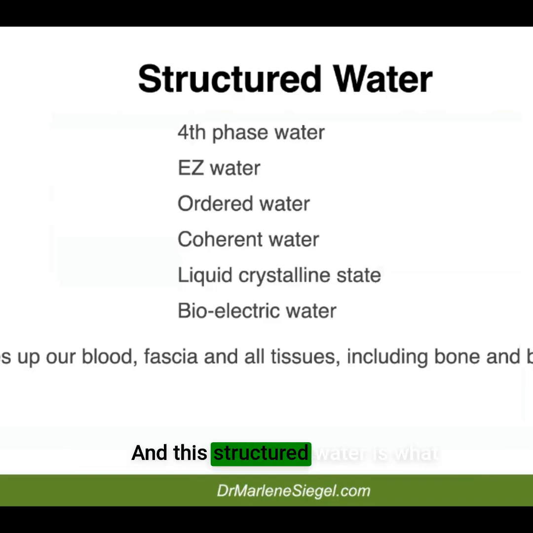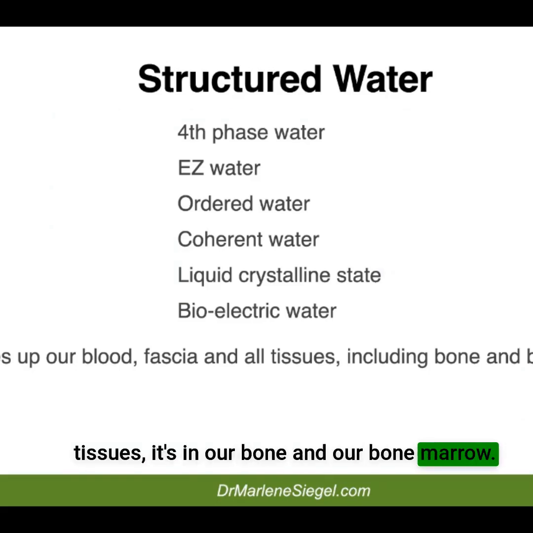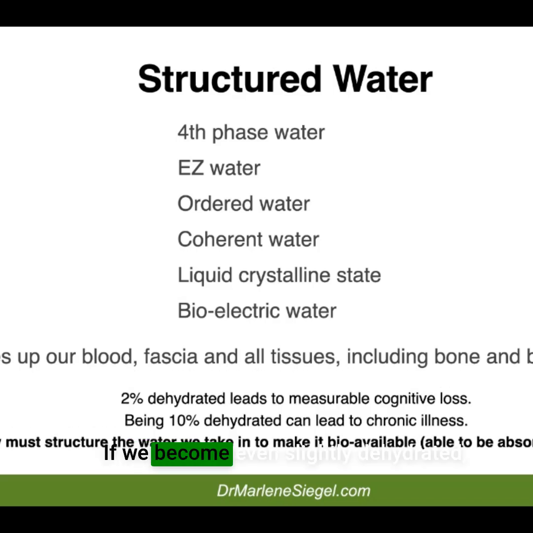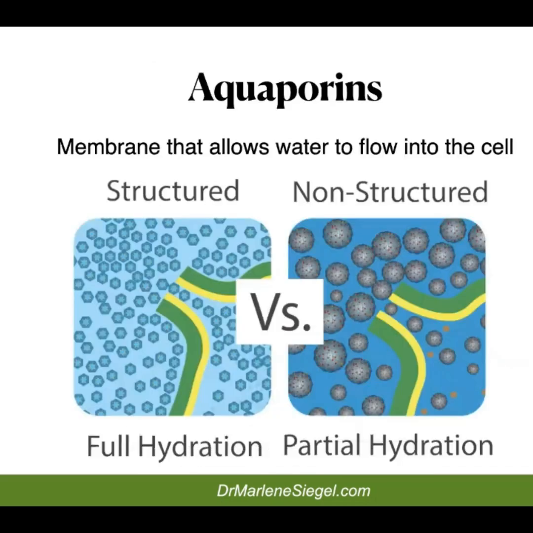And this structured water is what makes up all of the space in our body. It makes up our blood, our fascia, our tissues. It's in our bone and our bone marrow. If we become even slightly dehydrated, it has a significant impact on the body. The more dehydrated we get, the sicker we get. So water is extremely important and it needs to be structured.